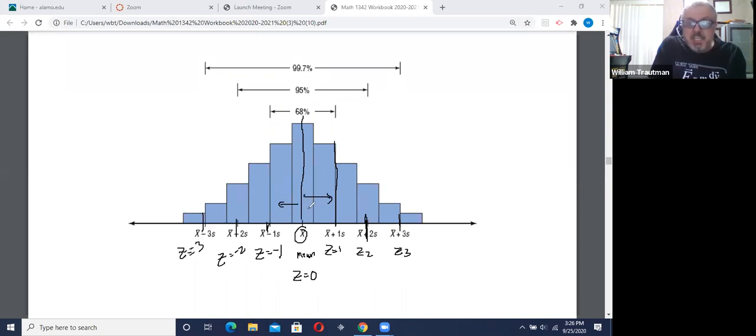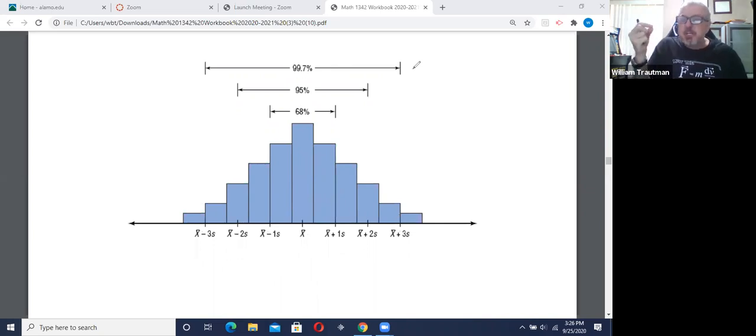So a z value means how far away in standard deviations are you from the mean. A z of 1 is 1 standard deviation away from the mean. A z of 1 this way to the left is negative 1. You're still 1 standard deviation away from the mean. So just to give you a little bit about z-score: a z-score is how many standard deviations away from the mean you are. A positive means you're to the right of the mean. A negative z-score means you're to the left of the mean.